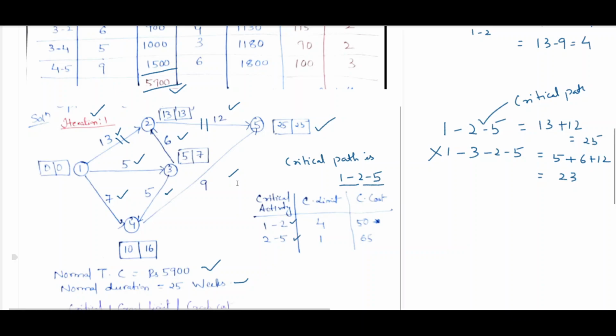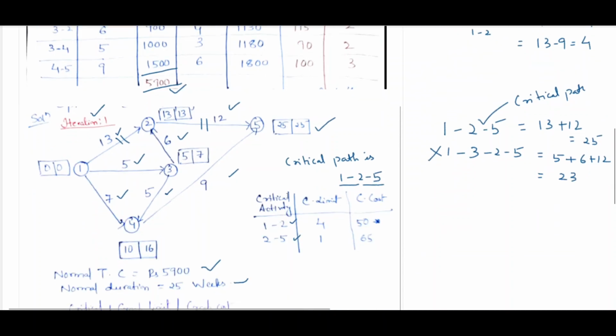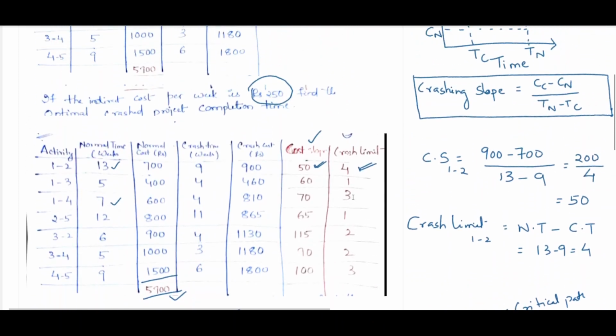Now from the table that we have computed, for 1-2 the crash limit is 4 and the cost slope is 50. So we will feed cost slope 50 and crash limit 4 here. Similarly for 2-5, the crash limit is 1 and the cost slope is 65. You can refer to this table.